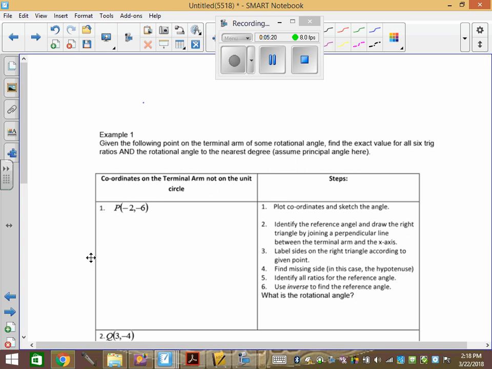So for this one, they want us to give them the rotational angle, but we're not going to do that for today. But it wants us to list the 6 trig ratios. And I'm giving you a point. The point is (-2, 6). So the first thing we're going to always do is plot it.